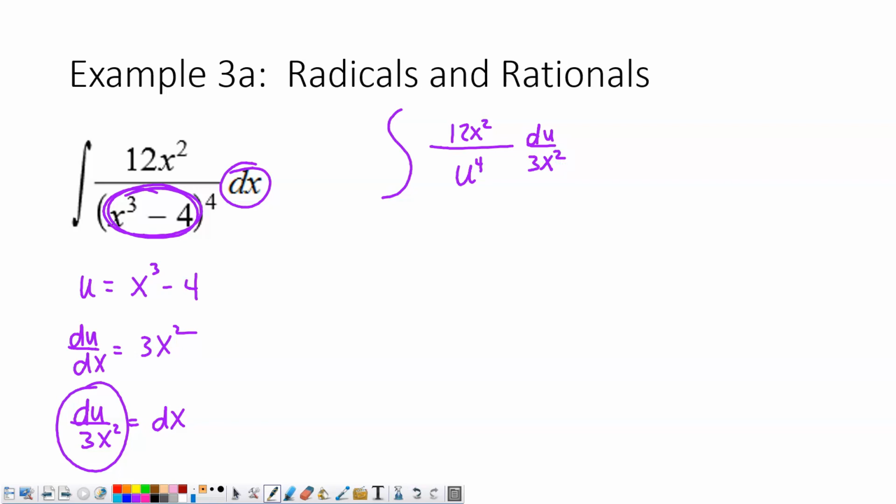And what do you know? We have an x squared on the bottom and we have an x squared on the top, so they cancel each other out. No more x's. Everything's going pretty nice. Next, we can also simplify this. The 3 goes into the 12 4 times.